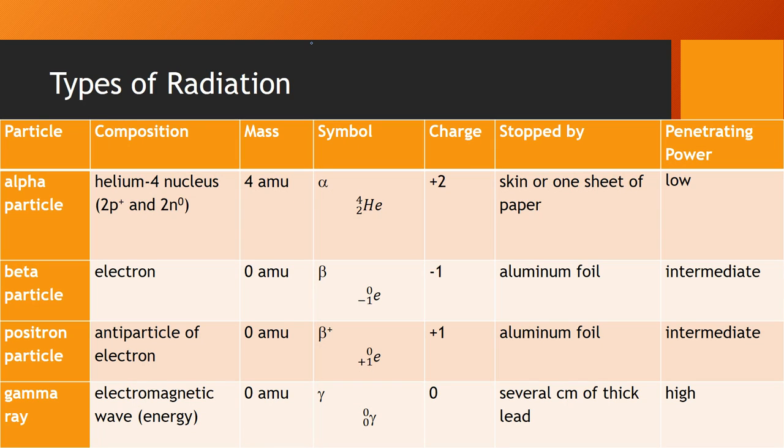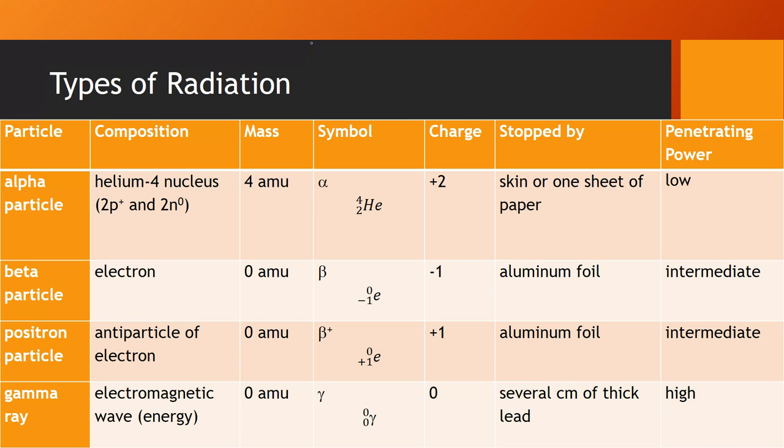So this is a table that gives you the properties of the four main particles and rays that we're going to talk about with natural transmutation. So one way that a nucleus can become stable is by releasing an alpha particle. An alpha particle is going to be released from a nucleus that is very, very heavy, and it needs to get rid of some of that heaviness or mass.